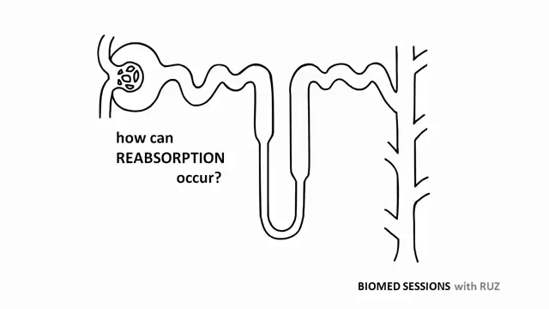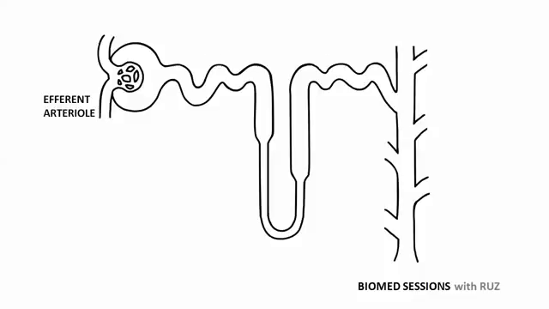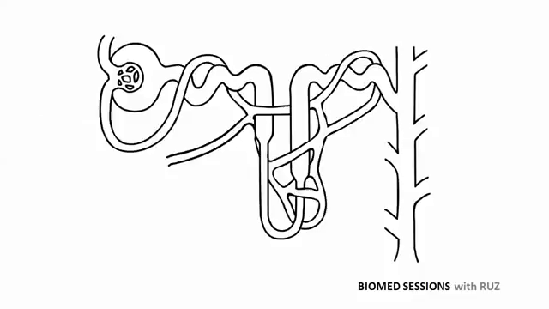But how can reabsorption occur? Well, the efferent arteriole doesn't just end there. It branches out to form capillaries which surround the tubules of the nephron. Reabsorption is the movement of substances out of the tubules, across the surrounding interstitial fluid, into the blood of the capillaries. Now, whilst we're on the topic, we might as well discuss secretion, which occurs in small amounts in the nephron. This is the process whereby substances move from the blood, through the interstitial fluid, into the tubule.